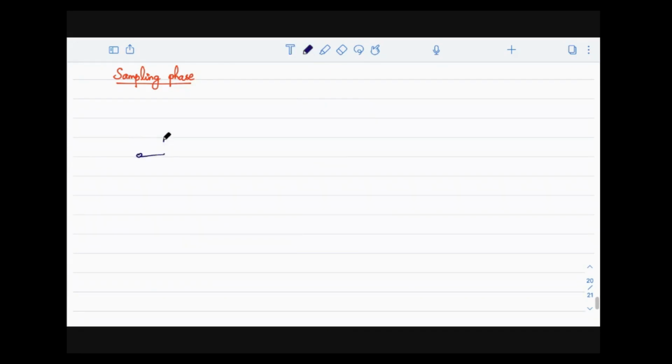So if you look at a simple sample and hold circuit, where the input is connected here to the source side, and this is your clock. Usually we represent the clock as a signal swinging from 0 to VDD, and this is a capacitor C. Now, whenever the clock is high, say this is 5, the switch is on.